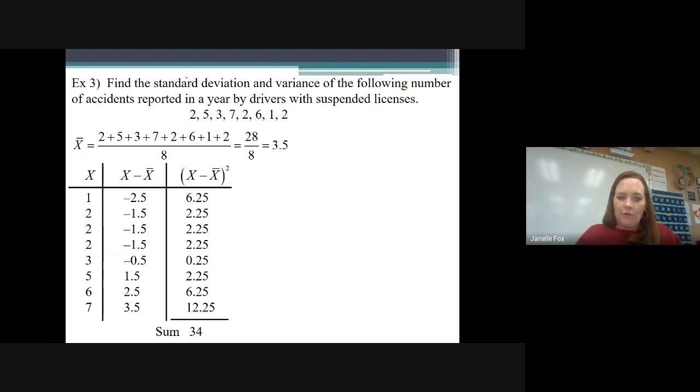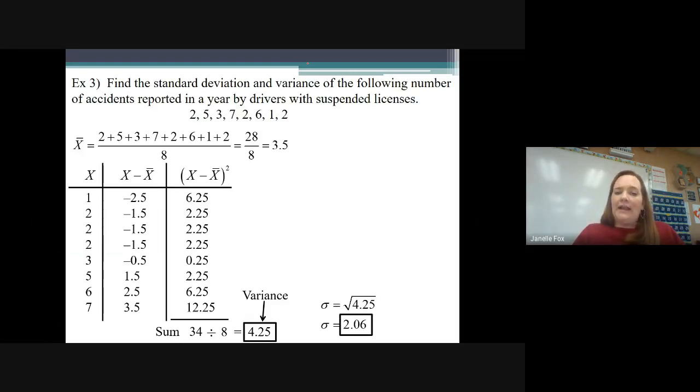Okay, so 34, great, I'm on my way. Next, I'm going to divide by how many values there were. There were 1, 2, 3, 4, 5, 6, 7, 8 values. So I'm going to take my 34 and divide it by 8, and I get 4.25. Folks, that is the variance. I have already identified the variance. Now I'm going to take the square root of that, and the square root of 4.25, rounding to the nearest hundredth, is 2.06. And those are your two answers.